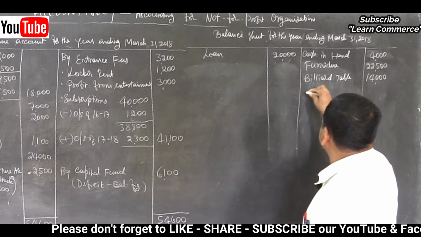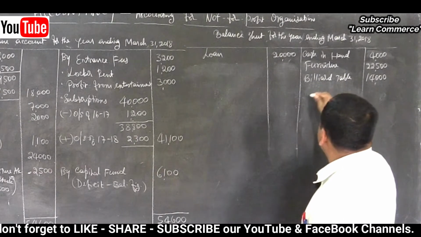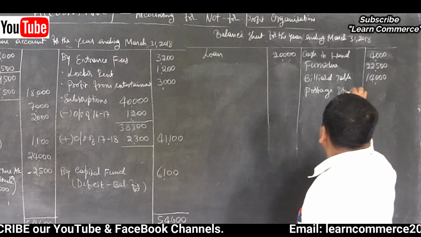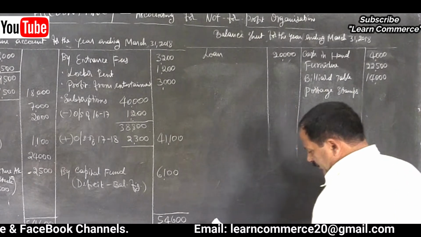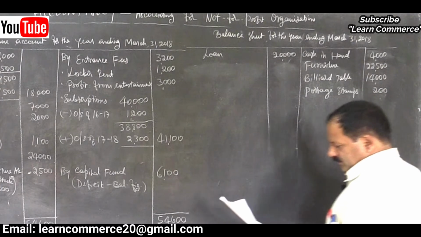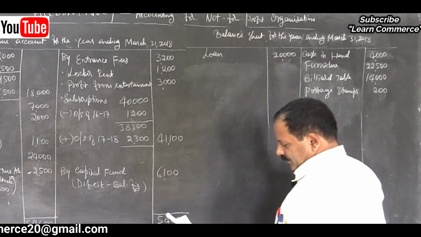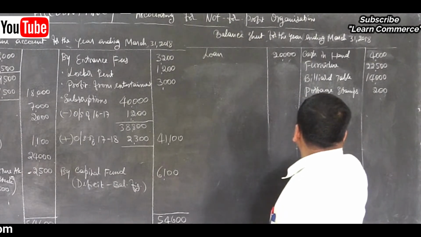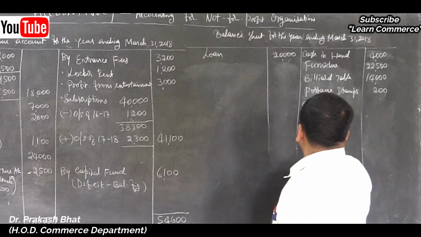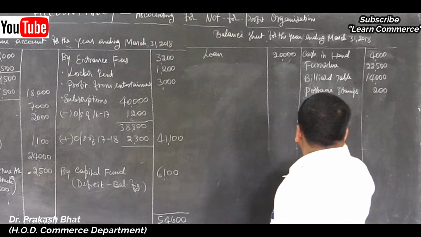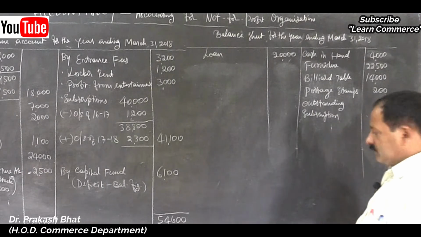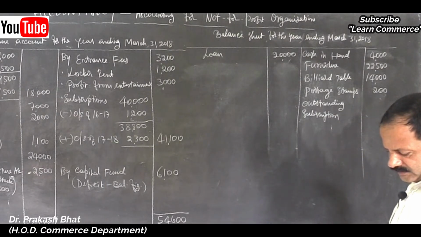Then outstanding subscription. Before that, postage stamps at the end should be shown. How much? 200, right? Then outstanding subscription. Then that's all, isn't it?